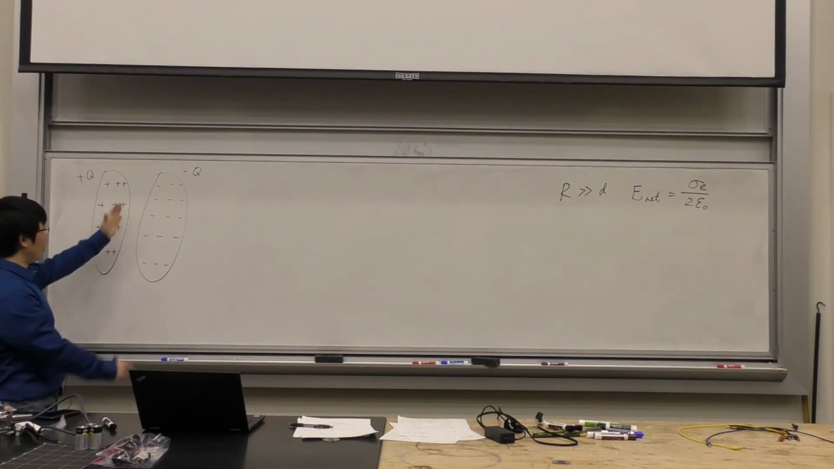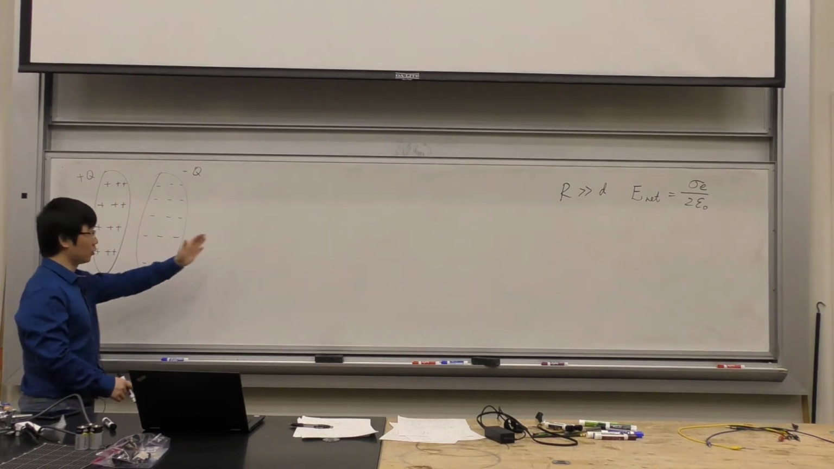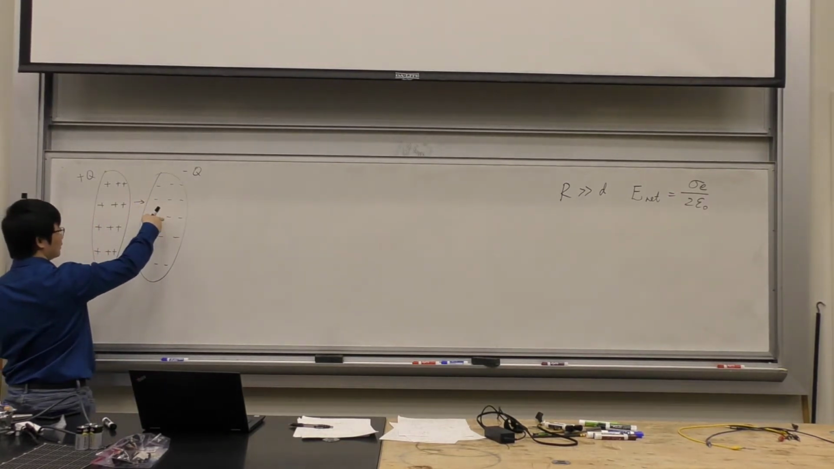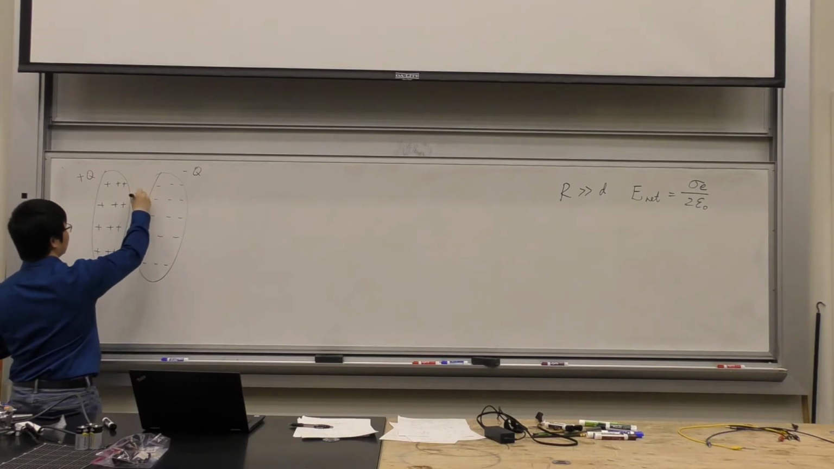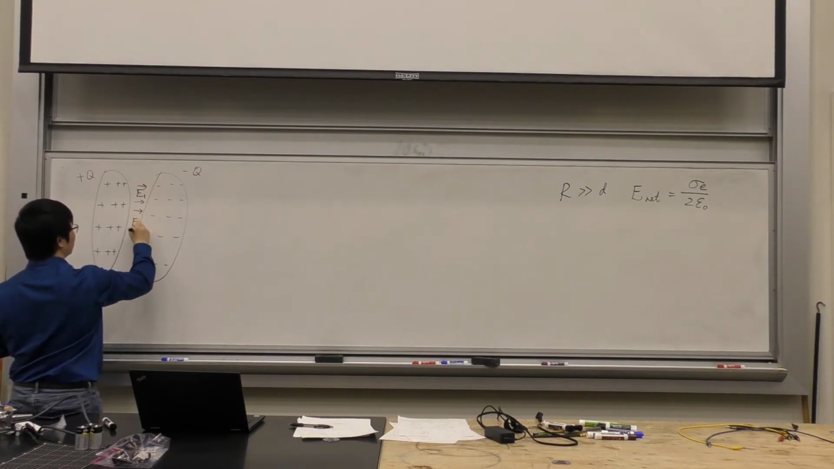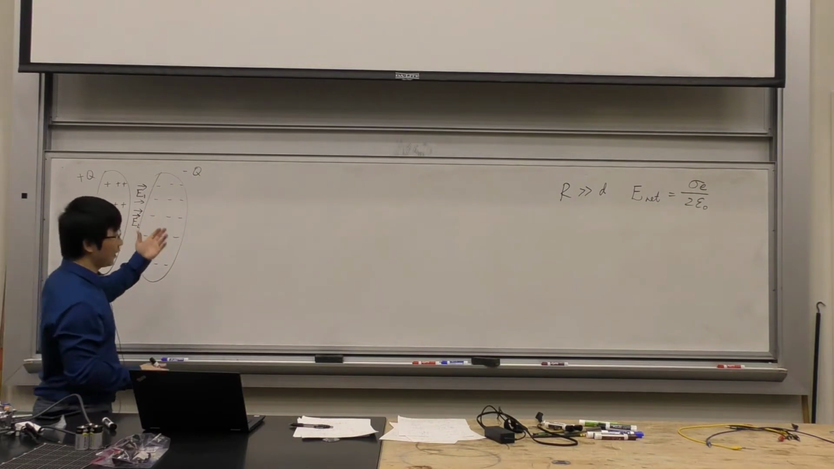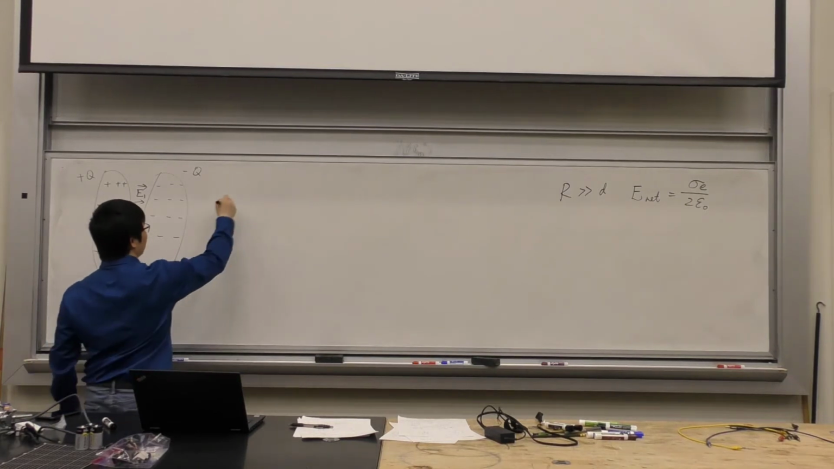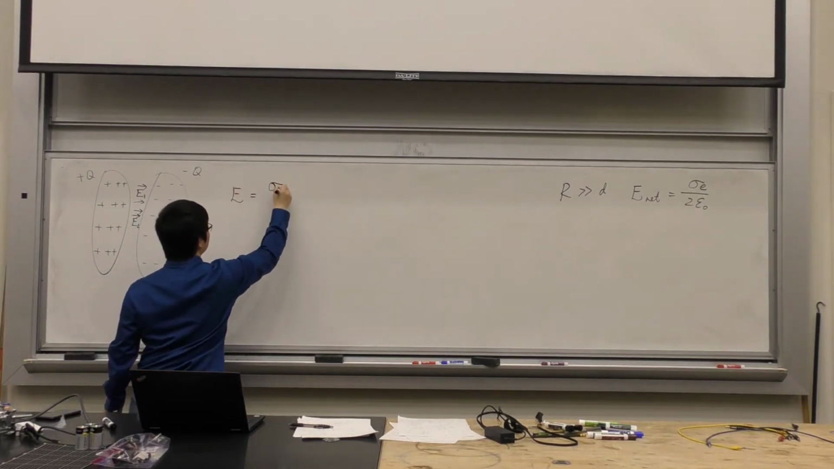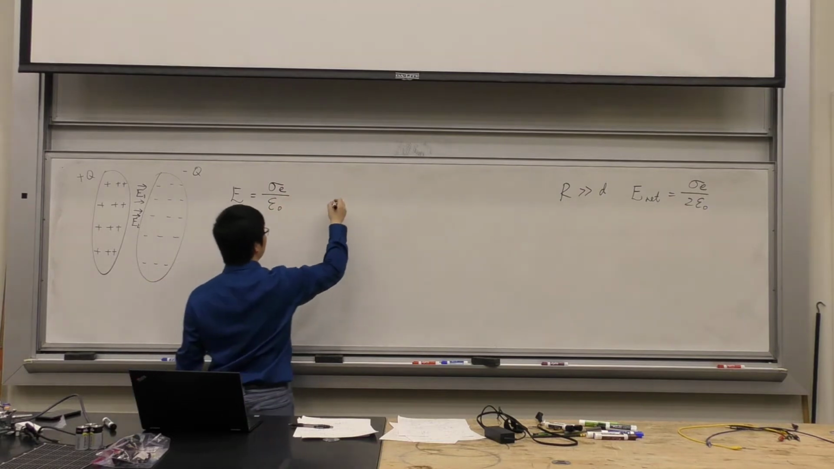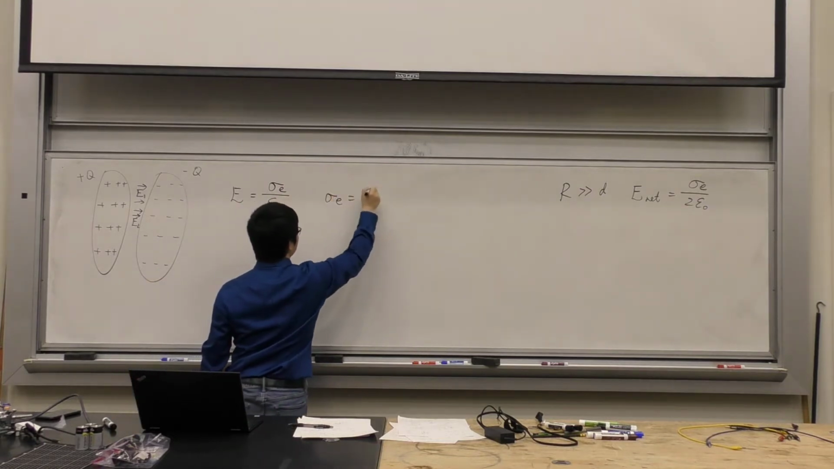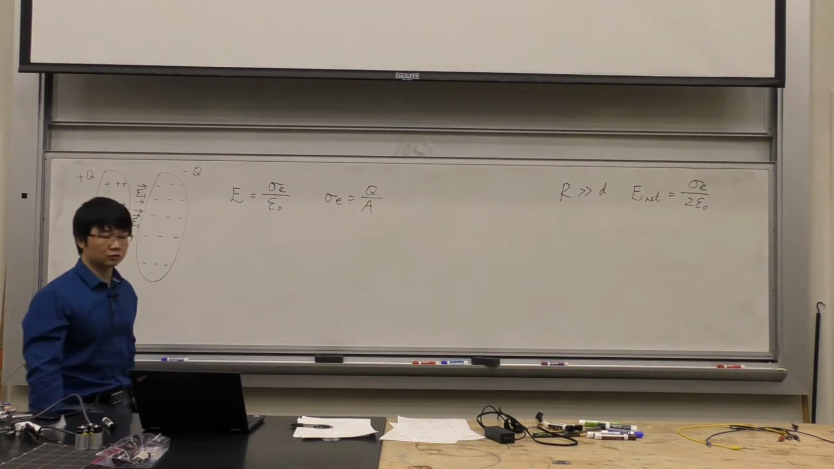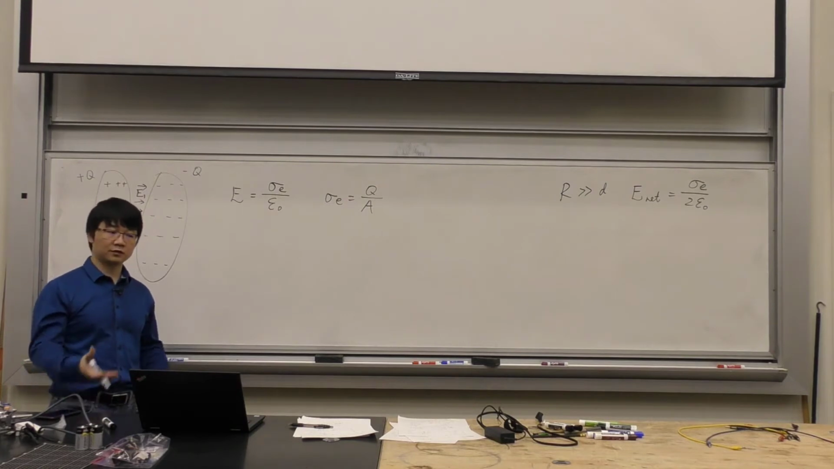I'm only interested in the electric field between them, not outside. This plate creates the electric field in that direction, and this is the negative plate, so it also creates the electric field in that direction. So E1 and E2 add, and since they have the same amount of charge, they have the same charge density. At the end, the electric field between them is just sigma over epsilon naught, because you add them together. And sigma is going to be Q over A, the same for each plate, because I made sure they carry the same amount of charge and have the same size.